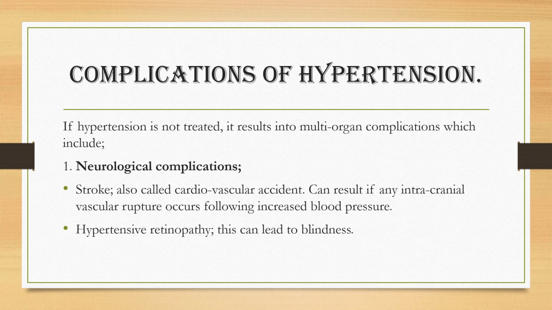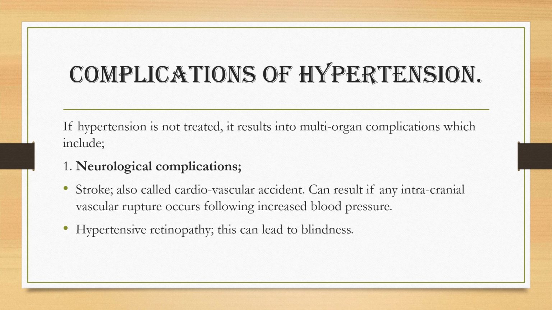So neurologically, we can have stroke, also called cerebrovascular accident. This one also has its own complications like paralysis, things like loss of neurological functions generally. So we can have hypertensive retinopathy. That's when some retinal blood vessels rupture.